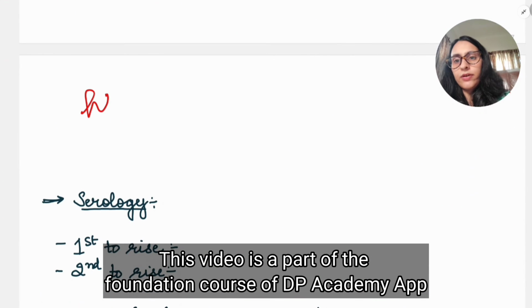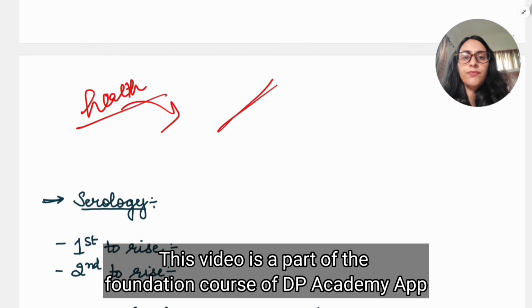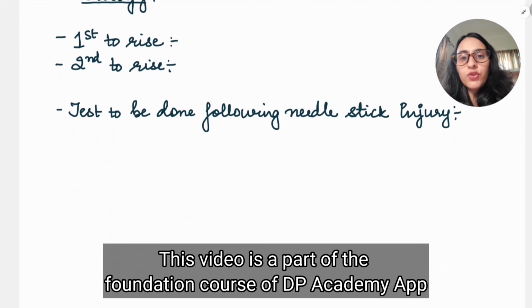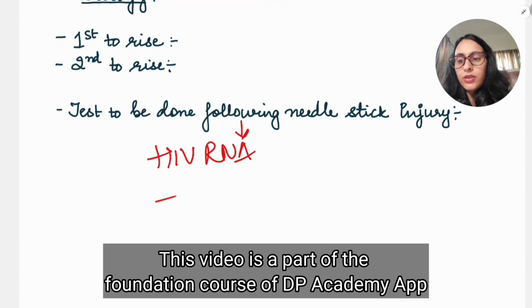Now, suppose a healthcare worker has come across a needle stick injury. If a person has come across a needle stick injury, now you need to detect yourself, whether you have become HIV positive or not. You want to go for early detection. So tests that can be done following the needle stick injury. The first one to rise is HIV RNA.